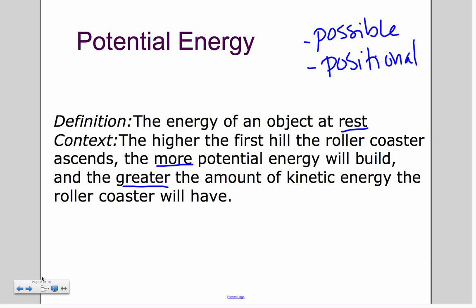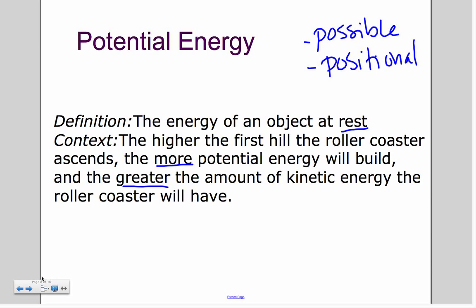So, potential energy. This should be a review from 6th grade. Potential means it's possible, it's positional. It's the amount of energy that an object has when it's at rest. If you think about a roller coaster, the higher up the hill, the higher the first hill on the roller coaster, the more potential energy it's going to have built up over time. When it's actually moving, that's a different energy.